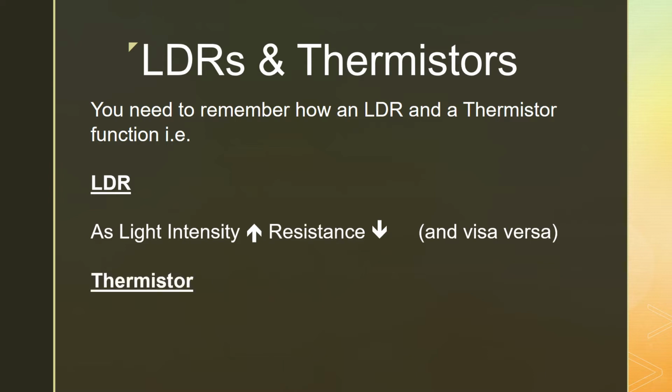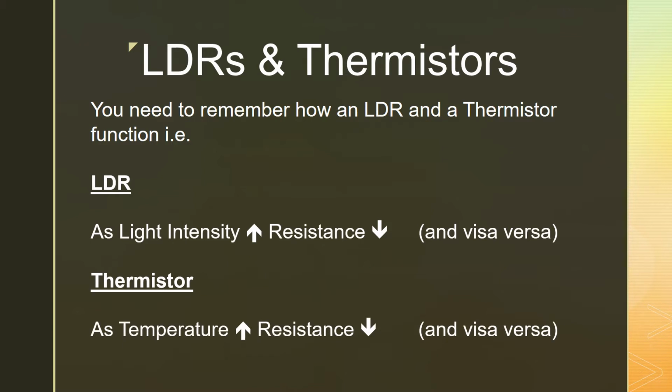The second is a thermistor. Again, there was a bit of a clue in the name, in the therm. This is a resistor that is affected by the temperature. Now, most components, most pieces of metal, as the temperature goes up, the resistance goes up. But with a thermistor, it's the opposite. It's really important that you remember that. So with a thermistor, as the temperature goes up, the resistance comes down. And again, obviously vice versa. So if the temperature goes down, the resistance goes up.